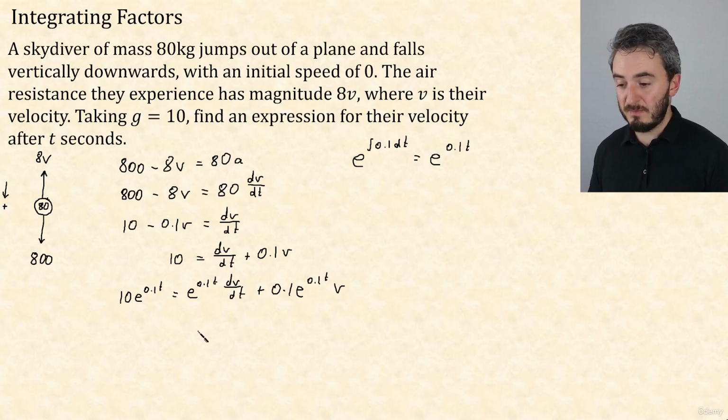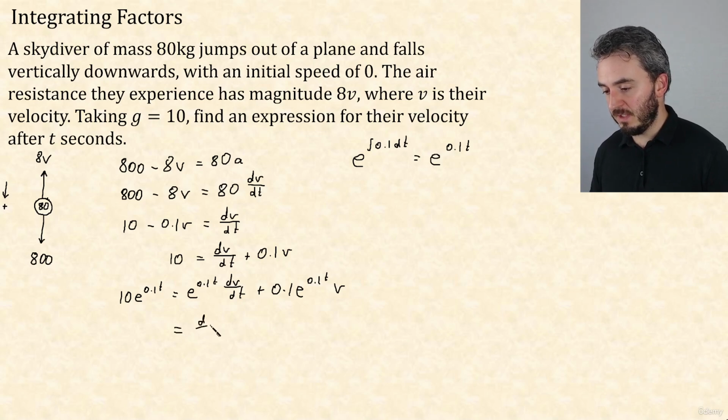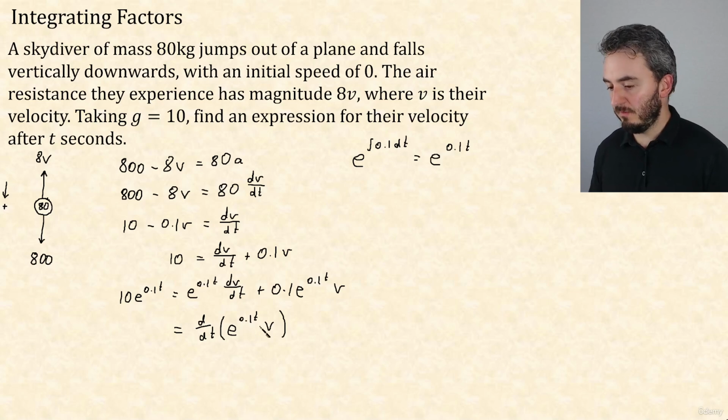And that looks like a bit of a mess, but honestly, if you wrote this out in x's and y's, it wouldn't look so bad. This over here is the derivative d by dt of this term here, e to the 0.1t times v. So look, here's our u and here's, well, literally our v. So uv dash plus v u dash, and that is the derivative of e to the 0.1t. So I need to integrate both sides now.